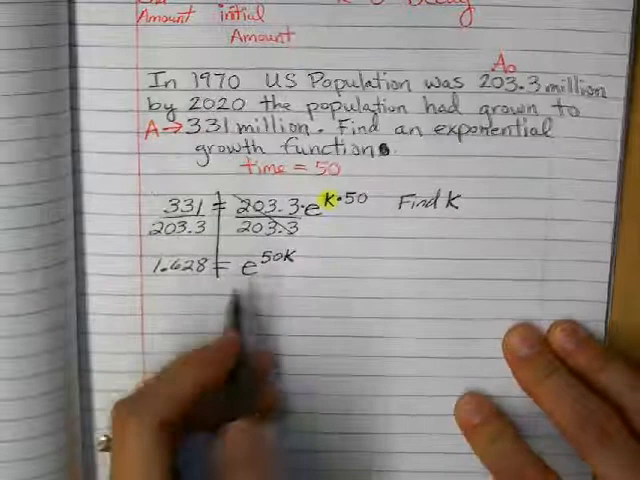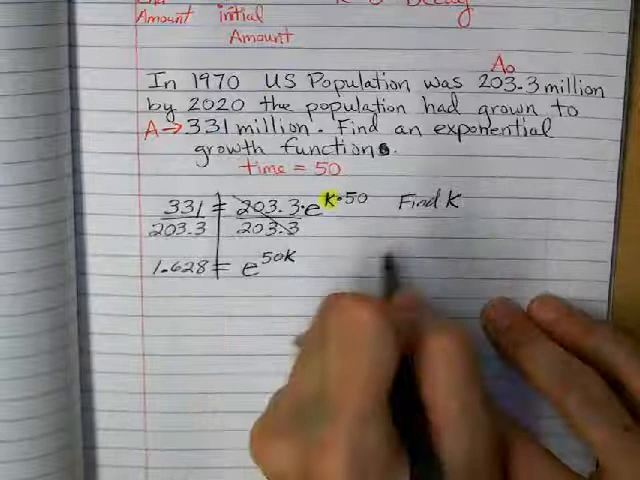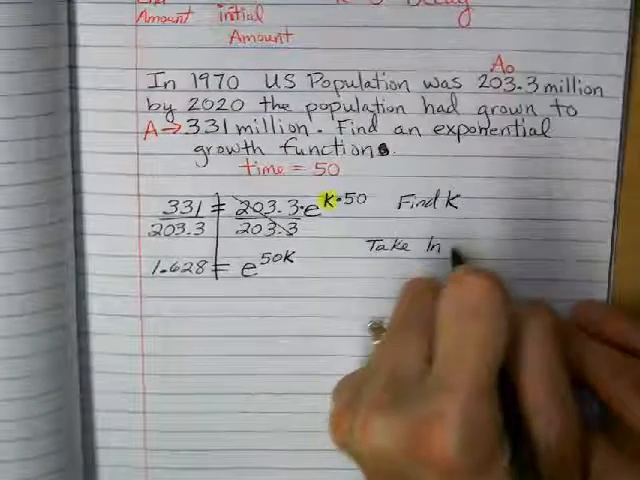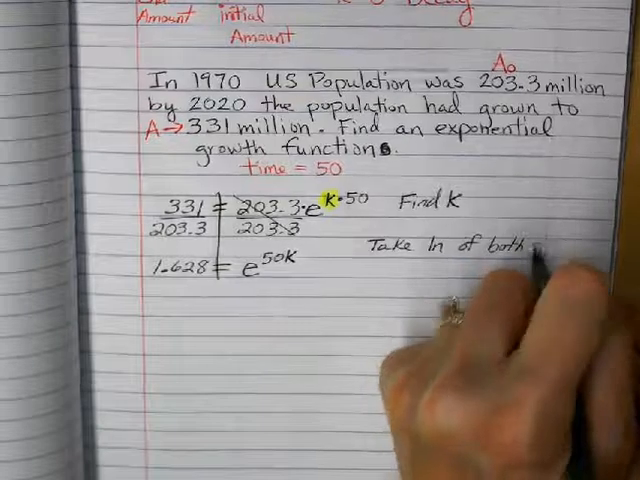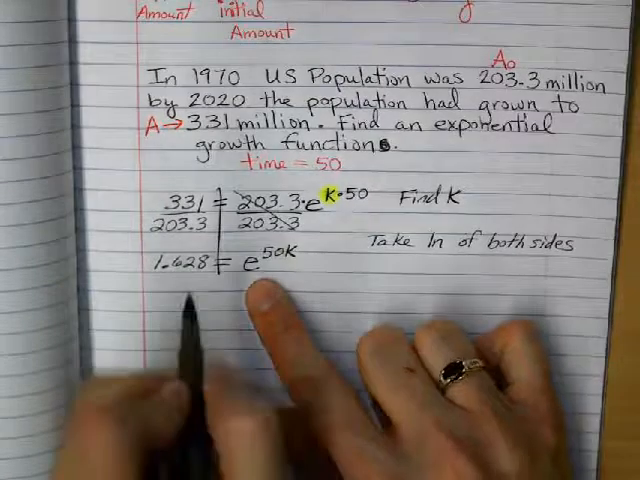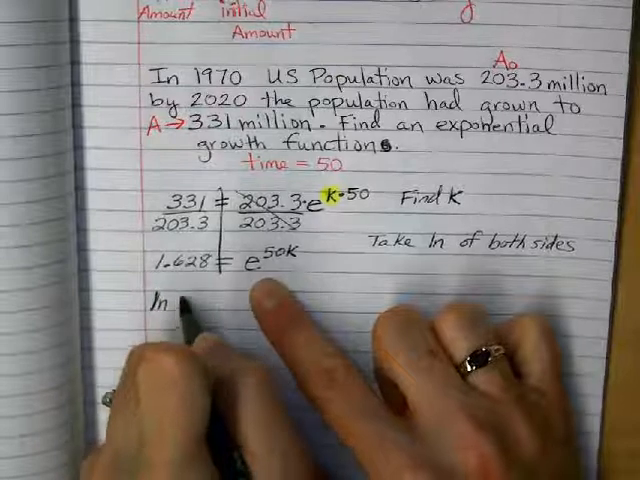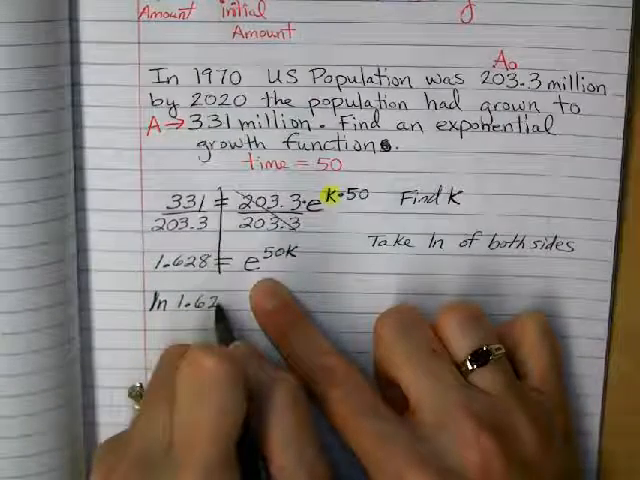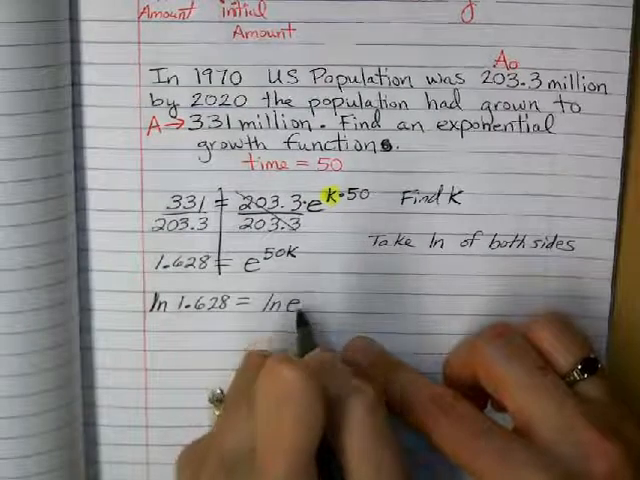Now we want to get rid of this letter e. Well, how do you do that? Yeah, you take the natural log, ln, of both sides. So you have to get rid of this letter e that's there. So you write ln, that means natural log, on both sides. So you do natural log of 1.628 equals natural log of e to the 50k.